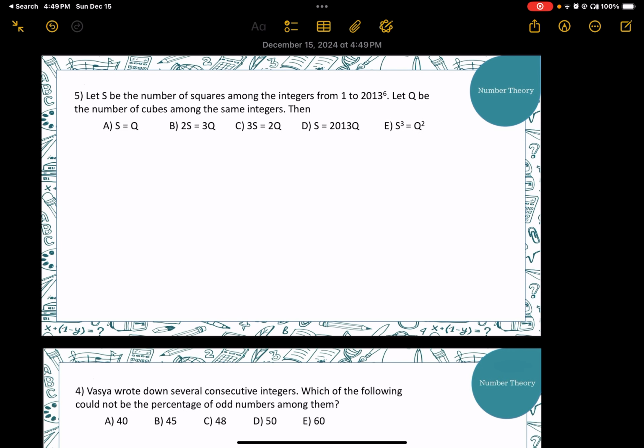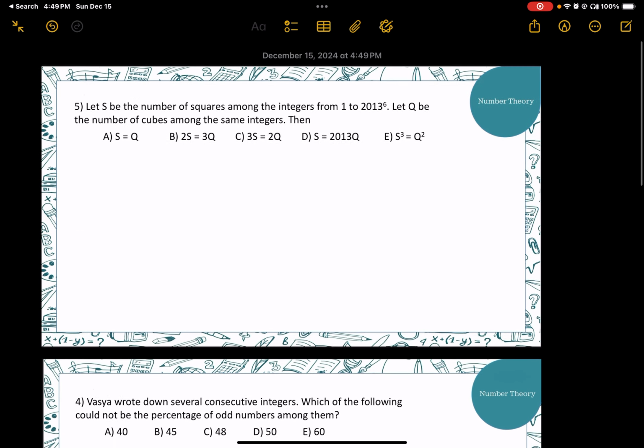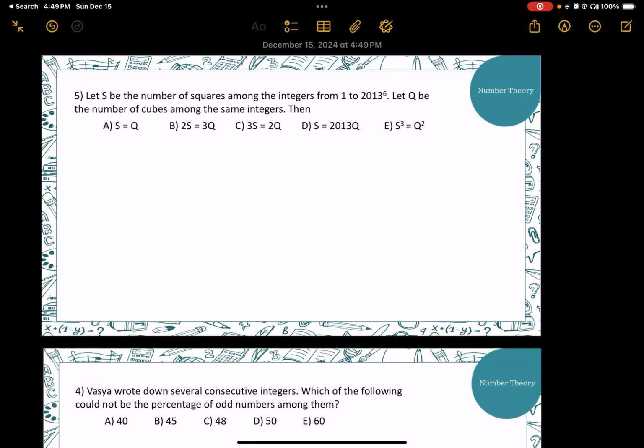Okay, hello guys again. So today we're going to be looking at three problems that I found on the internet, and I found them actually very interesting. So today I'm just going to be working through them and showing you how to solve them.